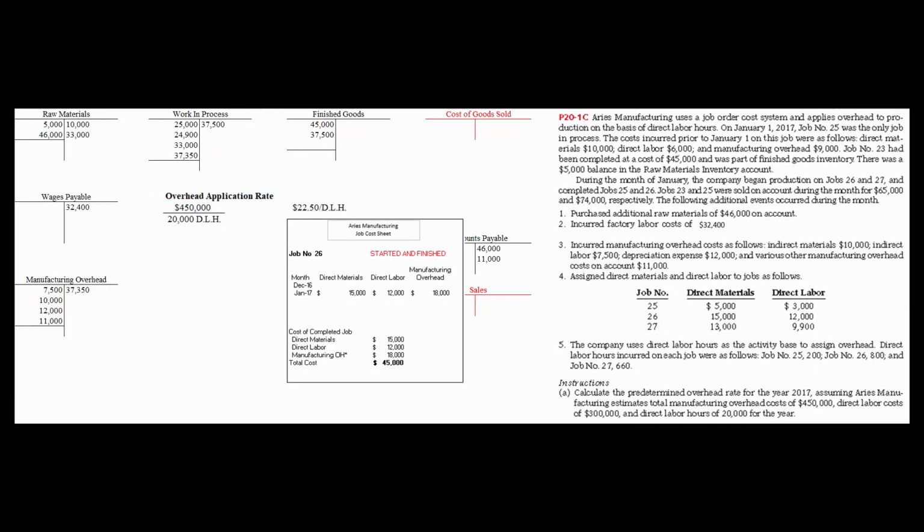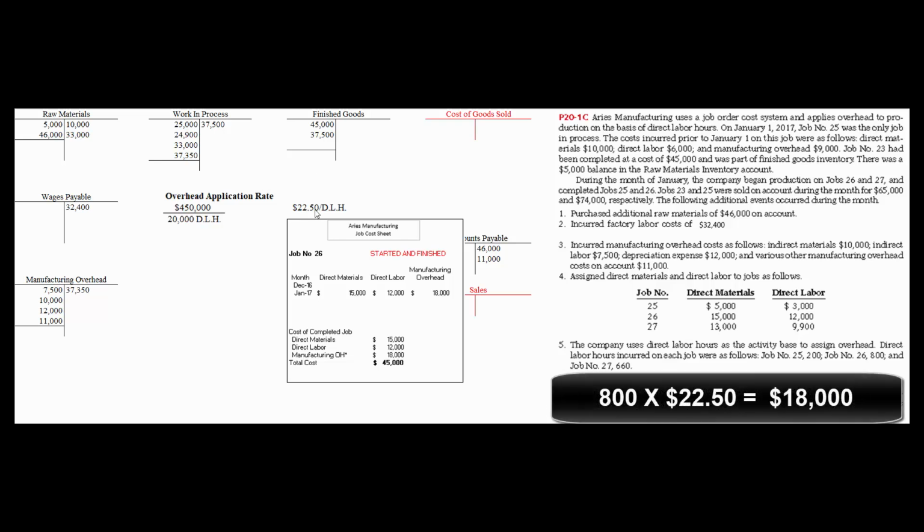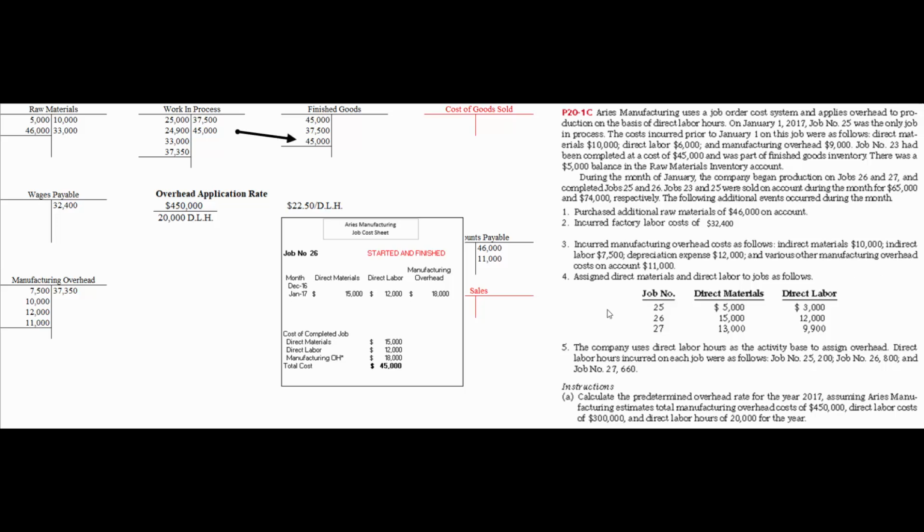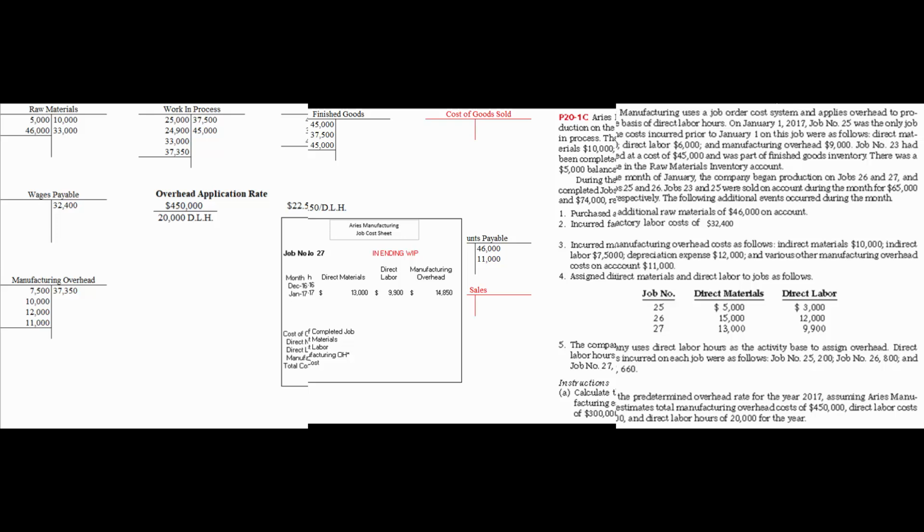We started and finished job 26 during January. $15,000 of direct materials, $12,000 of labor. Since the total direct labor hours were 800 on that job, 800 times $22.50 means that manufacturing overhead of $18,000 got applied. Since that job is done, we can total the cost. It's $45,000. So we debit finished goods for $45,000 and credit work in process for $45,000.